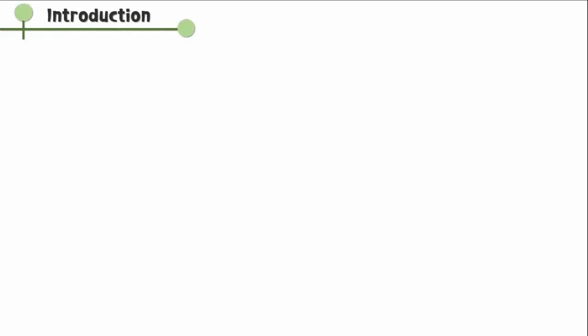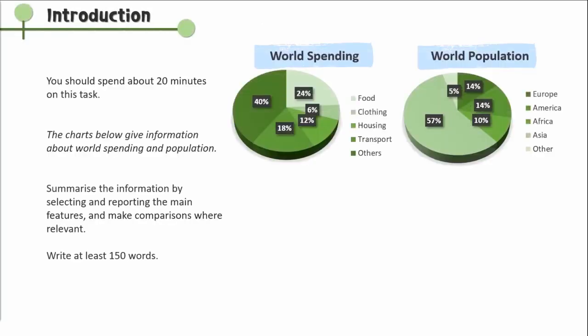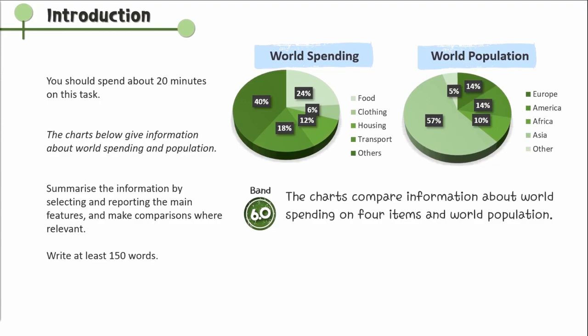Remember that you can have a band 9 introduction if you can successfully paraphrase the question statement. Let's study this introduction. The charts compare information about world spending on 4 items and world population. The writer almost copied exactly the given heading of the graph, and only changed the words "give information" to "compare". This is a band 6 introduction, as it was not successfully paraphrased.